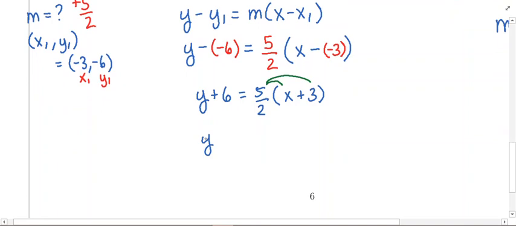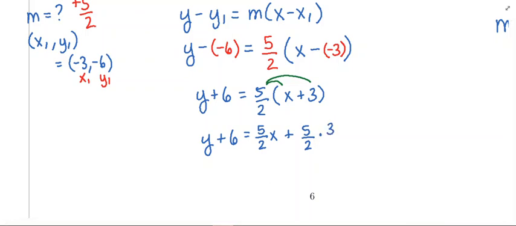In part A, I forgot to show you on the calculator how to do a lot of this, so I will make sure I do that in this particular example. So we're going to get y plus 6 is equal to 5 halves times x, and then positive times positive will be positive, and you're going to have to do 5 halves times 3. Okay, I'll do it by hand, and then I'll do it on the calculator for you.